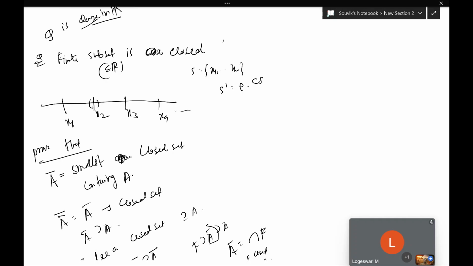Now we need to check that a finite subset is closed. How to do that? Suppose x1, x2, x3, x4 is a finite subset. We need to check it is closed, which means we need to show that all its limit points lie inside the set. Now observe, consider the point x2. If you choose a small neighborhood of x2, then this deleted epsilon neighborhood of x2 will not contain any point of this set S. So the set of limit points of this set is empty. That's why it contains S.